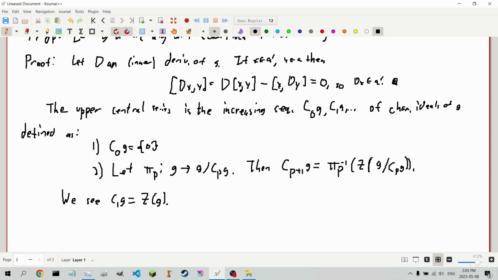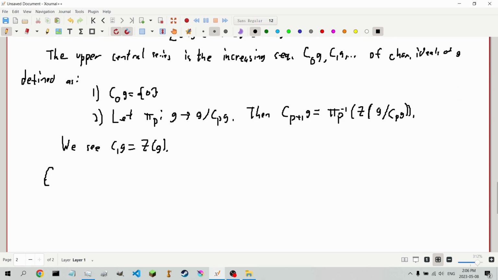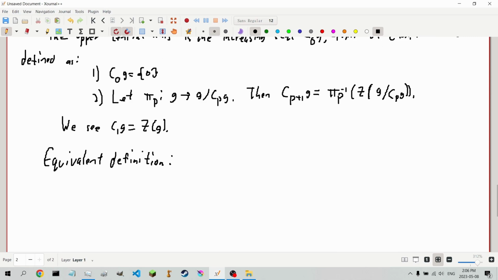Upper central series of Lie groups. Equivalent definition, which I went through the proof of before, and I had to work through it manually. I don't know if I'm going to list it again because I don't have it on hand, but I have checked that this is equivalent. We let C0 of G be equal to 0 as before.